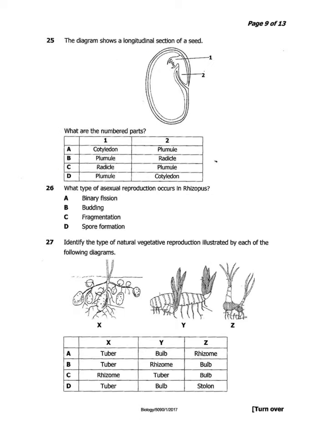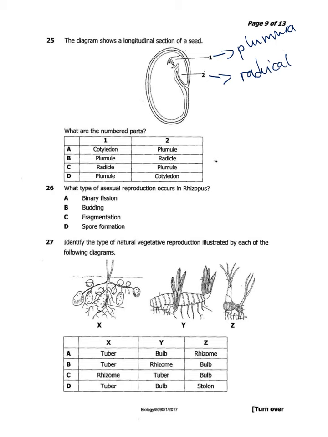We move on to question 25. The diagram shows a longitudinal section of a seed. From this seed, we know that the outer part is the testa. From the testa, we have this one, the plumule. Plumule is the structure that changes into a shoot system. Then our 2 is the radicle.